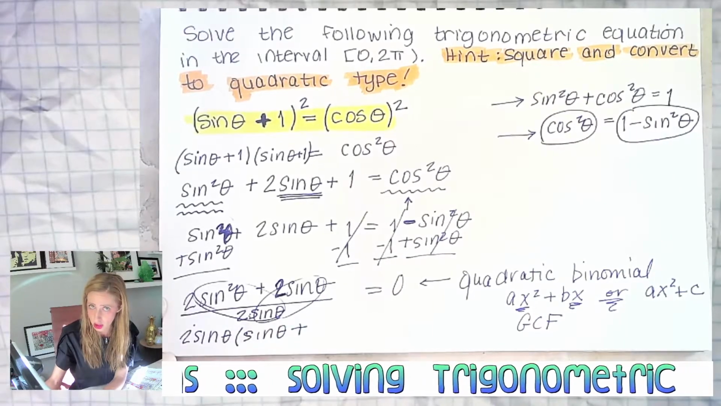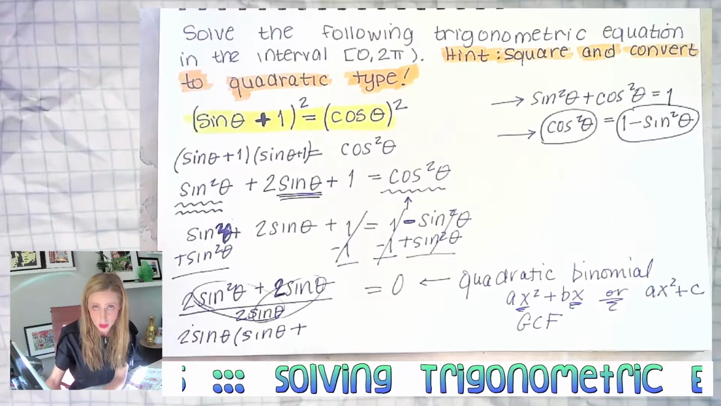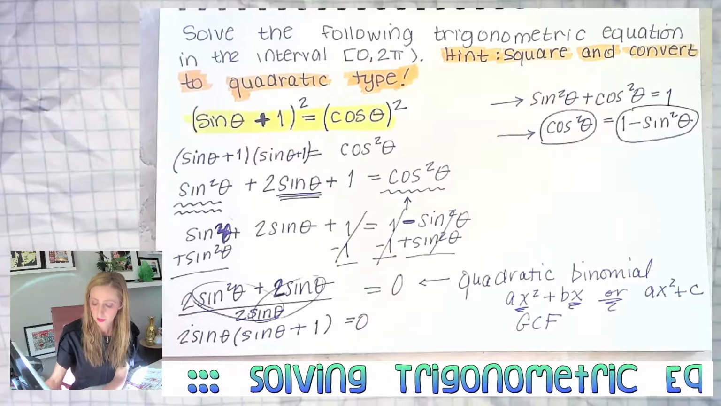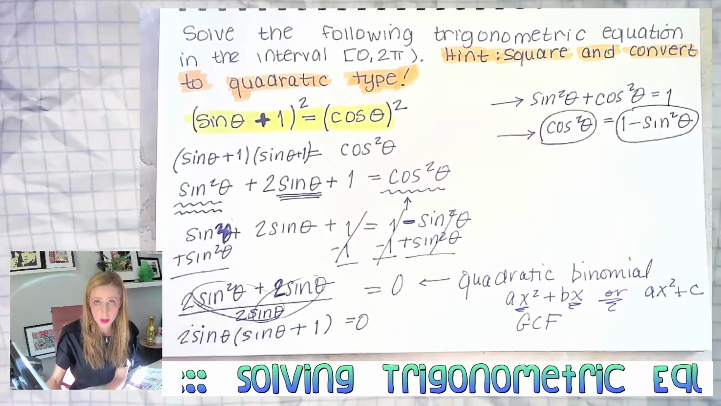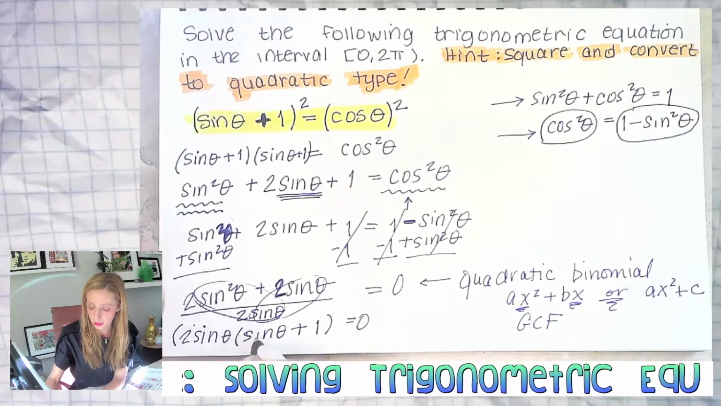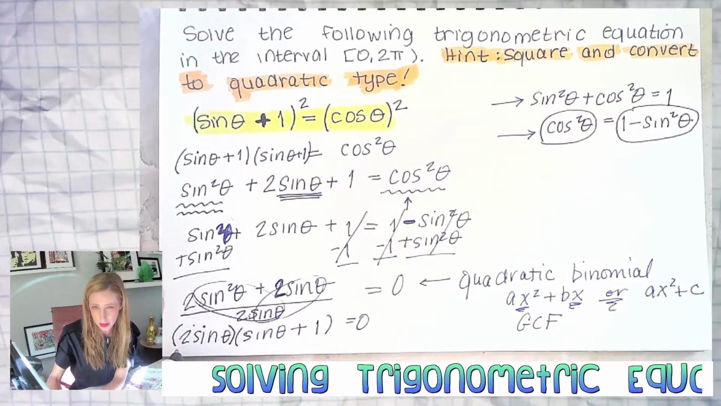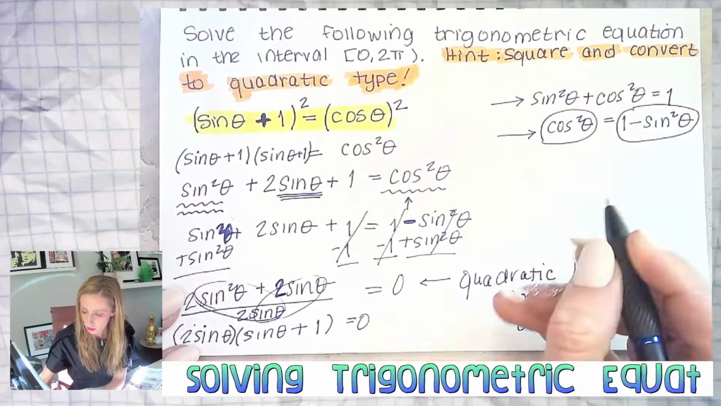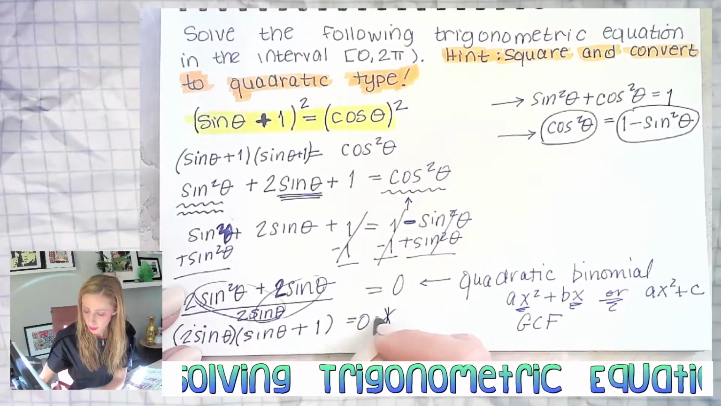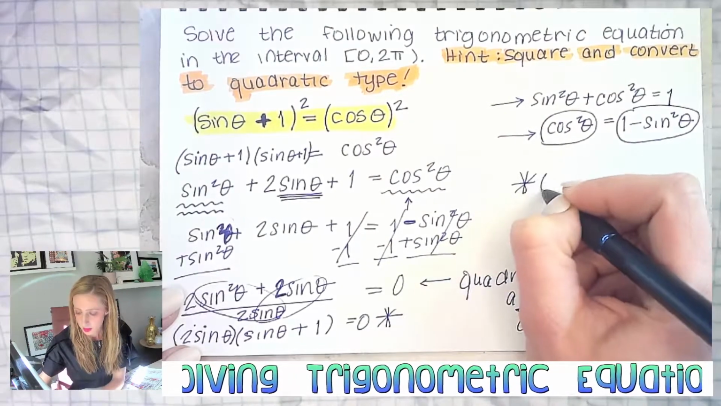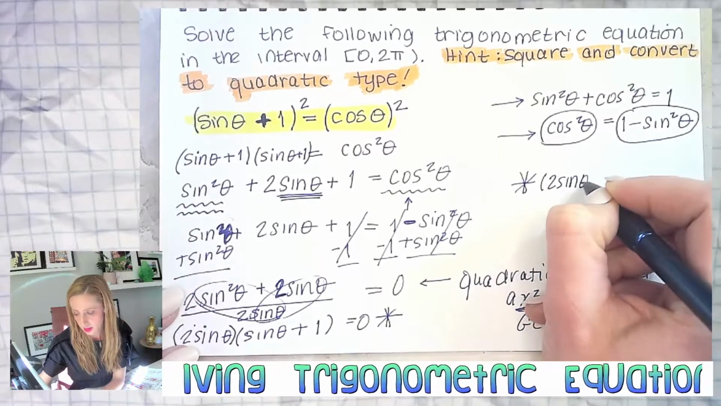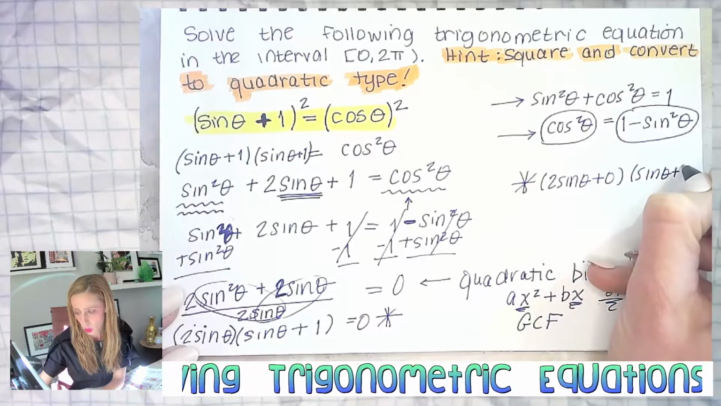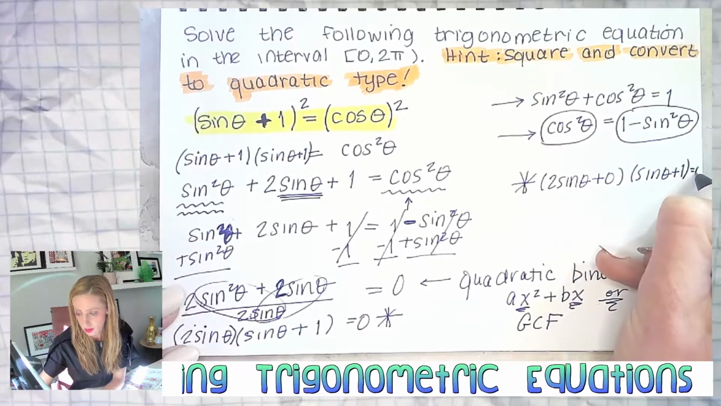Don't let me just do it and you blindly copy. Hit pause if you need. Plus what? That's going to be a 1. Now we are using zero product property just like any other factoring question. This 2 sine theta over here is more like 2 sine theta plus 0. This often helps people. I'm just going to put a star and go over here. If you think of it as 2 sine theta plus 0, sine theta plus 1 equals 0.